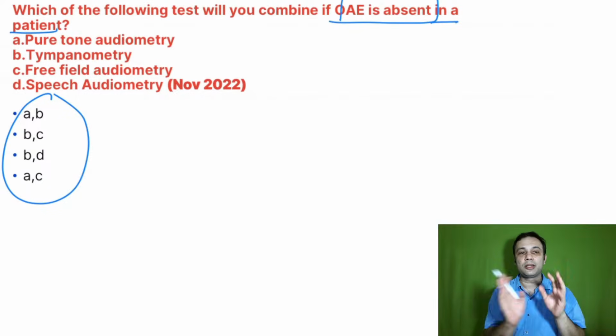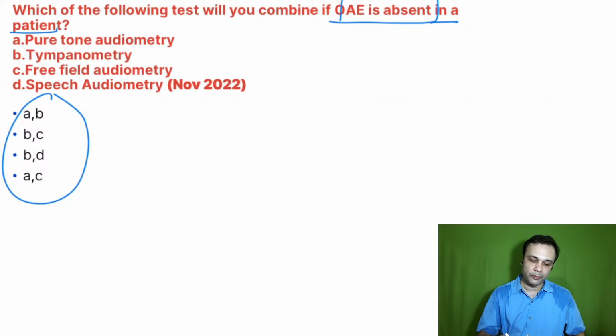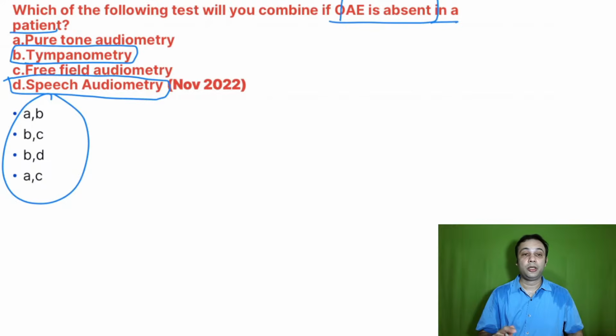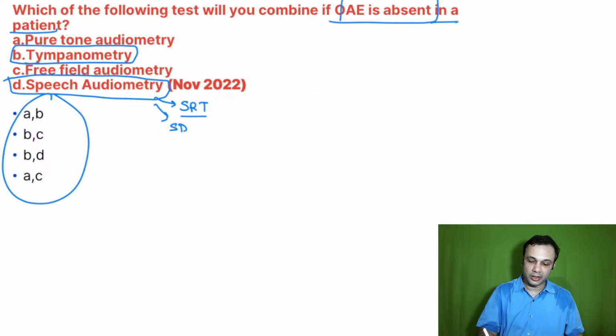So let's look at what are the subjective tests in this answer. You have 4 options here. What are the subjective options? What are the objective options? Tympanometry, objective. Speech audiometry, you will definitely try to find out, right? So when you talk about speech audiometry, it has got 2 important components, that is speech reception threshold and speech discrimination score.